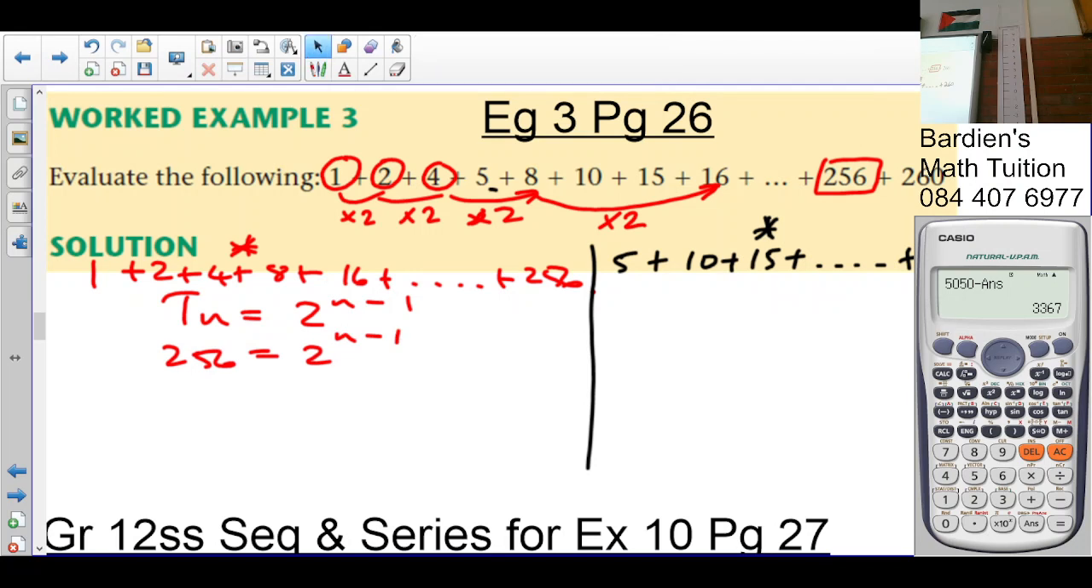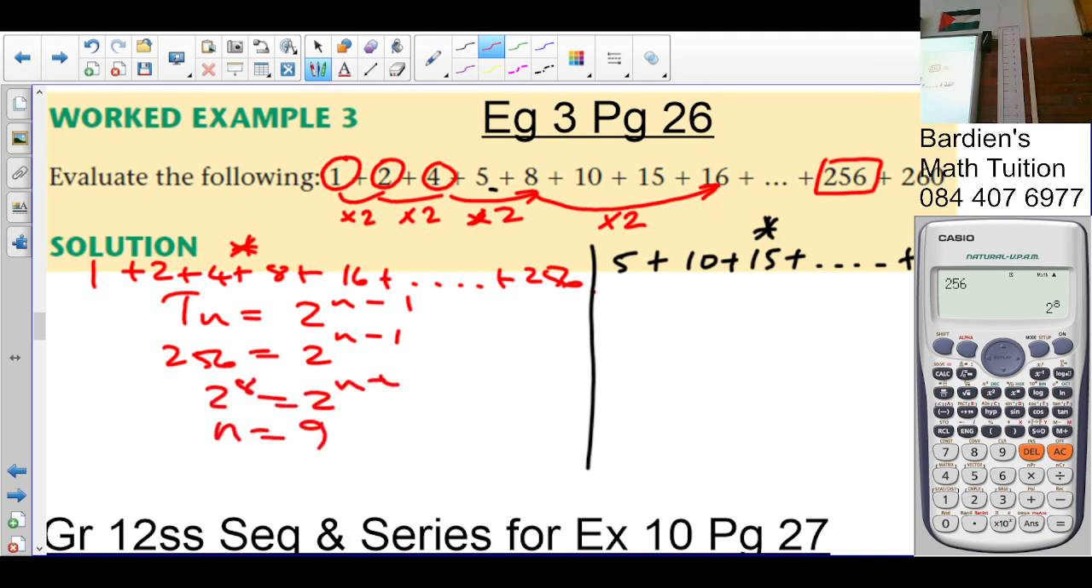So 256 is 2 to the exponent 7 or 6. I think it's 2 to the 7. Oh, 2 to the 8. So 2 to the 8 is equal to 2 to the n minus 1. So n is equal to 9.